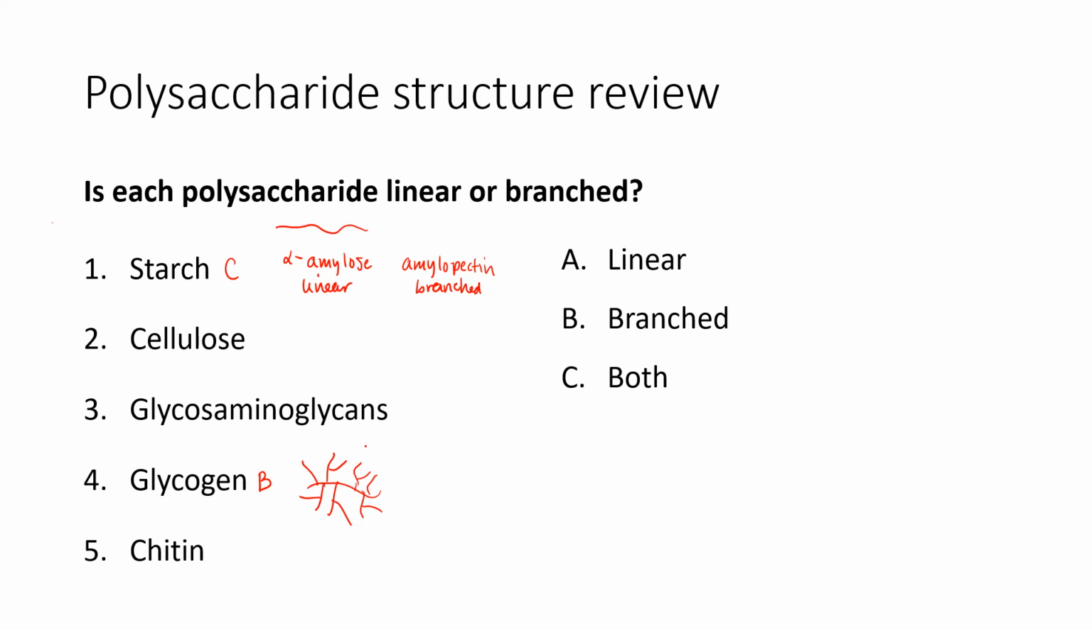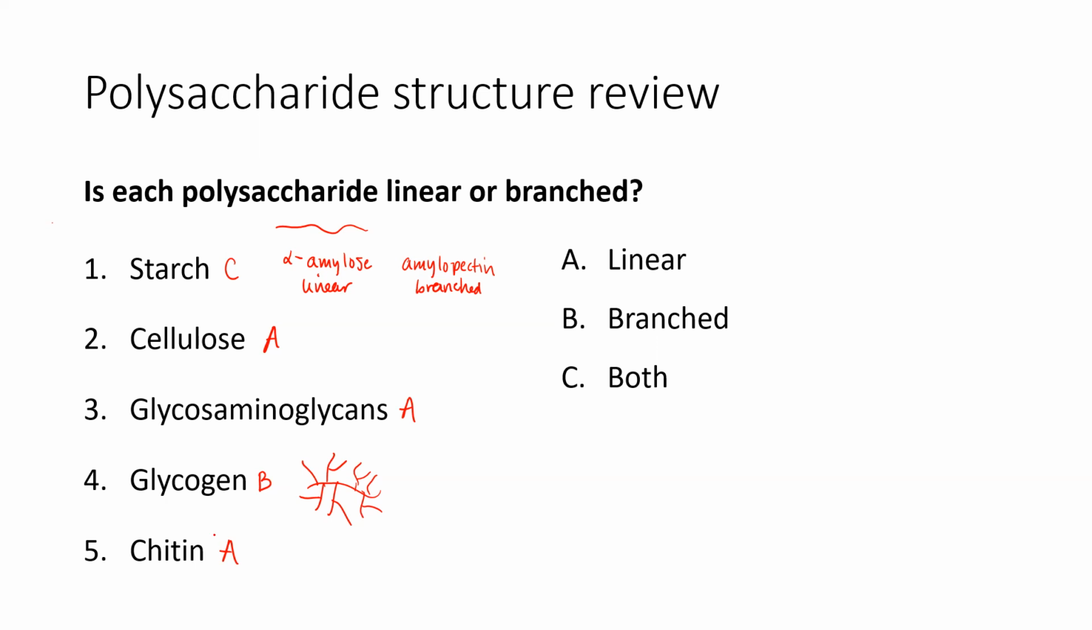Okay, and then what about the other ones if they're not branched? So what are they? Linear. Yes, all the rest of them are linear. Cellulose is linear, glycosaminoglycans are linear, chitin is linear.